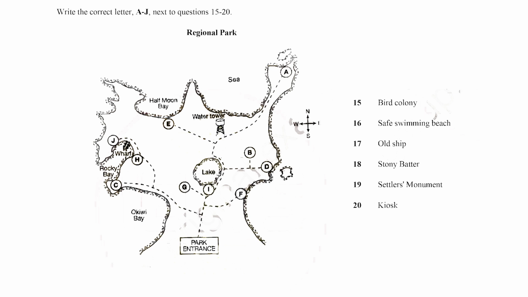Something that people find interesting is the old ship. It's more than 100 years old. To get there, just north of the park entrance, you take the path which heads towards Okiwi Bay. Then walk along the coast a little way before turning right and following that path over to Rocky Bay. You'll see the wharf, go past that, and the ship is just along there.